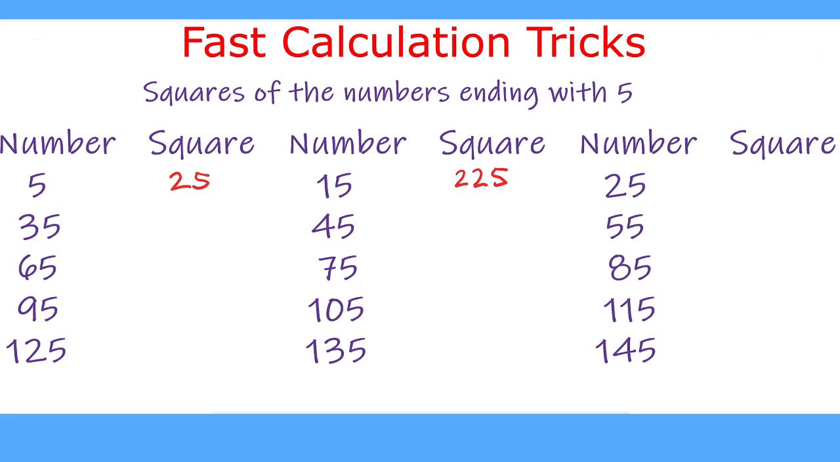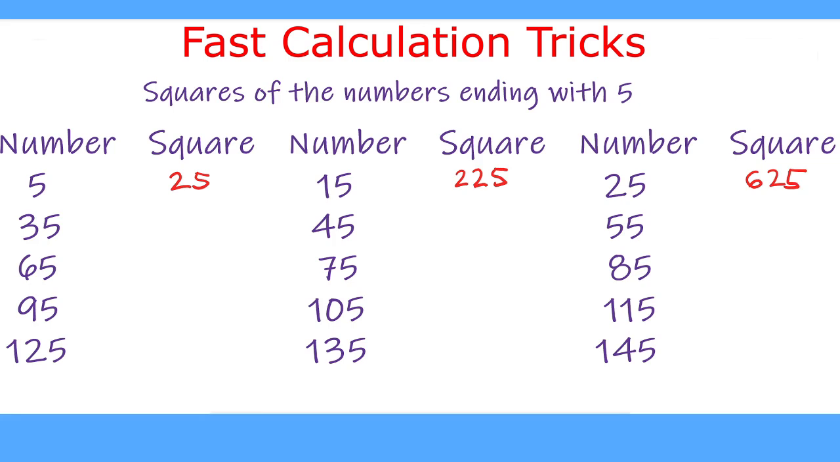Like the square of 25, after leaving 5 the digit is 2 and we have to multiply 2 by its next higher number which is 3. 3 multiplied by 2 is 6. And after 6 we have to write 25. So square of 25 is 625.